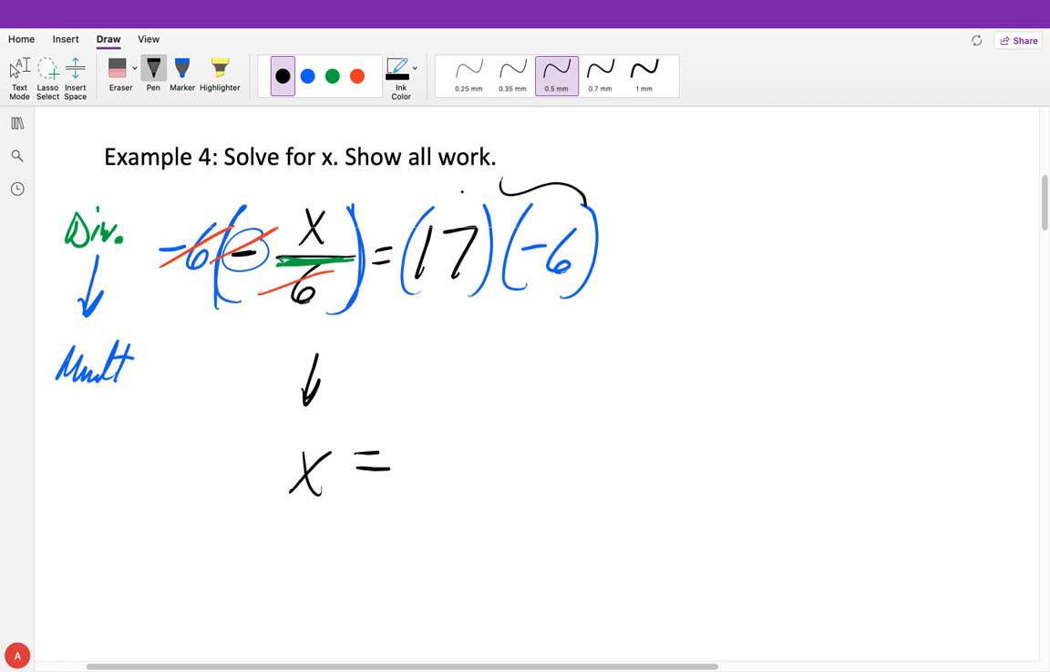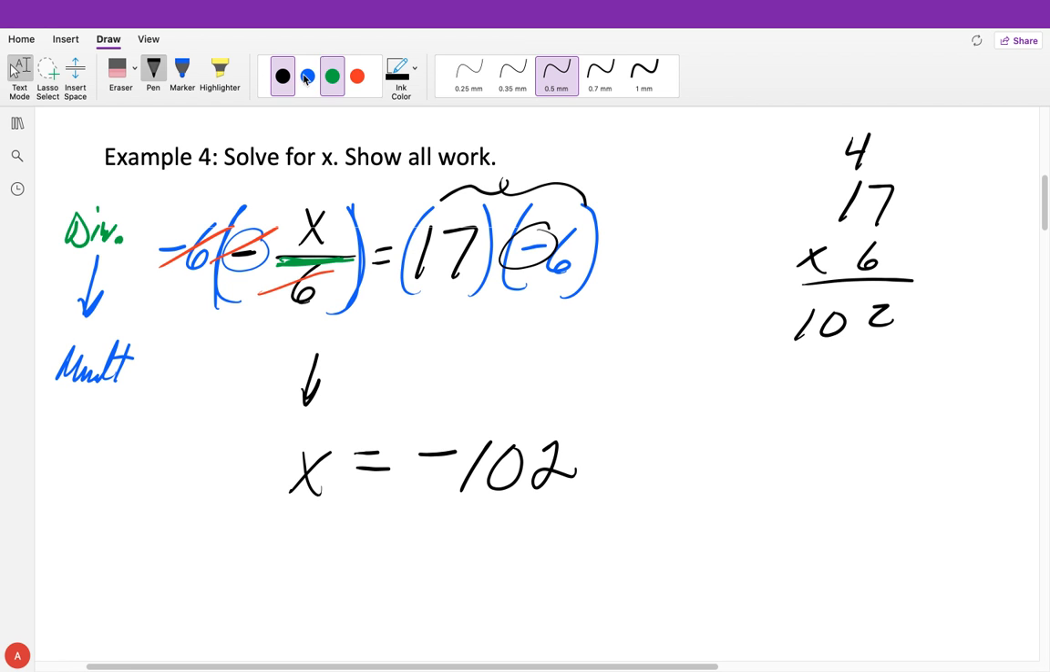So now I just need to multiply these two numbers together. Well, 17 times 6, this will give me 42. 6 times 1 is 6, plus 4 is 102. But a negative times a positive means it is negative 102. All right, so once again, you must show me your inverse operation. And that was just through this multiplying.